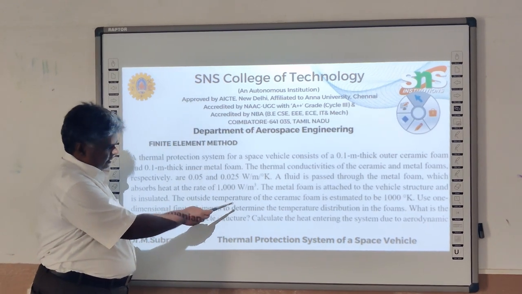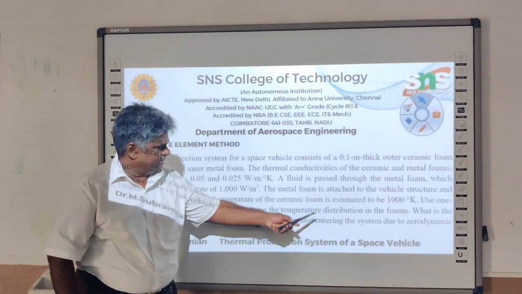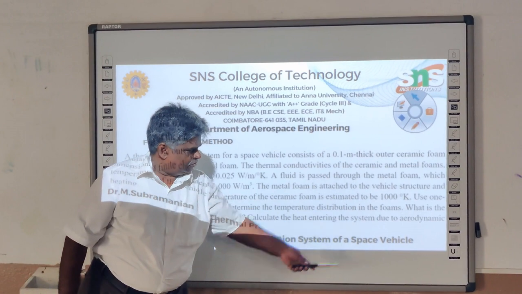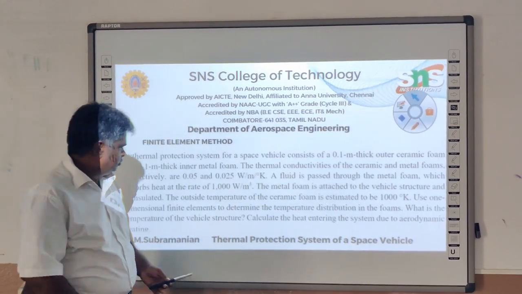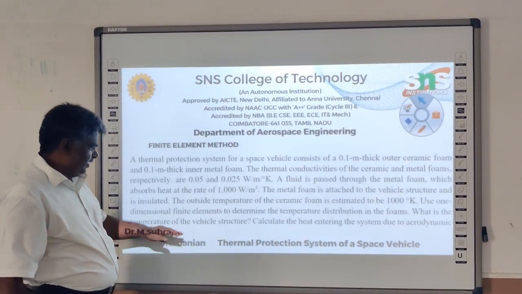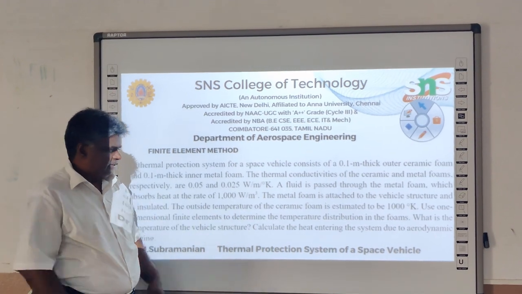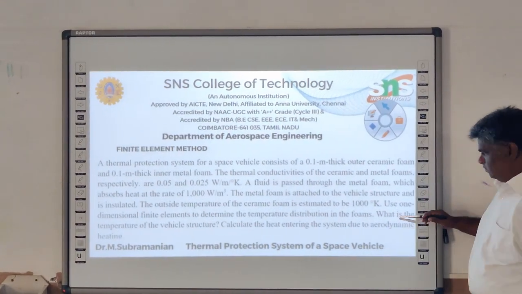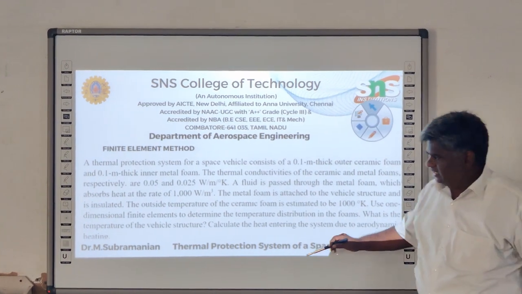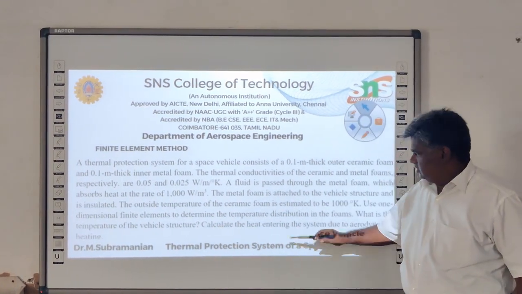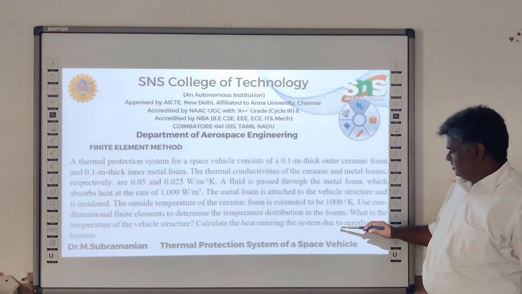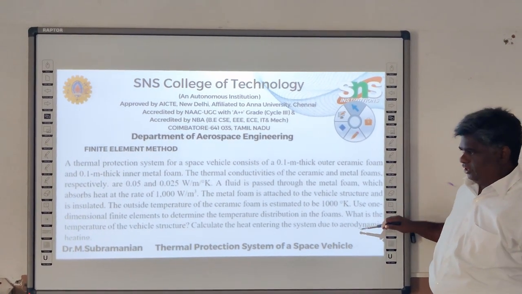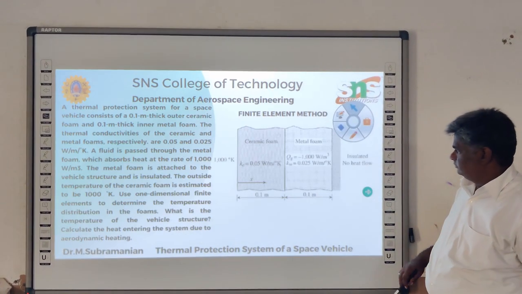The outside temperature of the ceramic foam is estimated to be 1000 degree Kelvin. Use the one-dimensional finite element method to determine the temperature distribution in the foam. And what is the temperature of the vehicle structure? Calculate the heat entering the system due to aerodynamic heating.